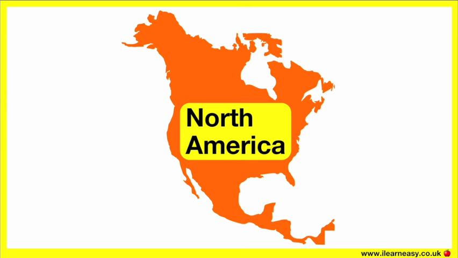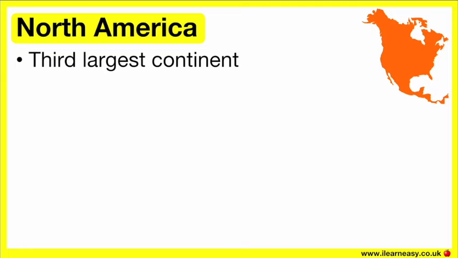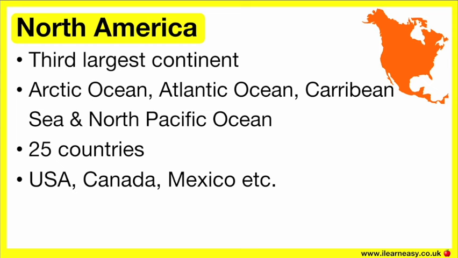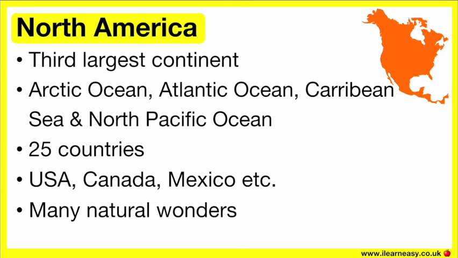North America. North America is the third largest continent. It's surrounded by the Arctic Ocean, Atlantic Ocean, Caribbean Sea, and the North Pacific Ocean. There are 25 countries in North America. The USA, Canada, and Mexico are some examples. This continent has many natural wonders, including the Grand Canyon and national parks such as the Yellowstone National Park, Denali National Park, and the Arches National Park.